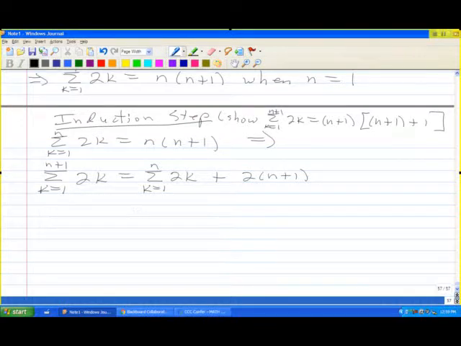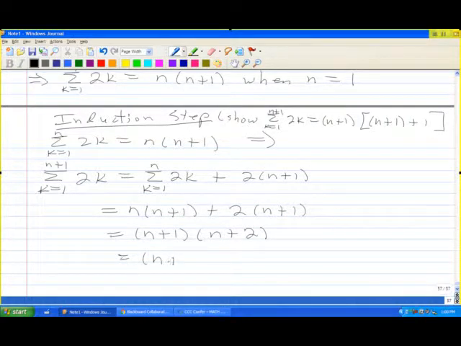Okay, so this is equal to, well, they told us it was equal to n times n plus 1, plus 2 times n plus 1. Let's factor out what's in common, n plus 1. What remains is n plus 2. But note, I just want n plus 1 plus 1. So I can write 2 as 1 plus 1. And so I have written this in the form that I want.